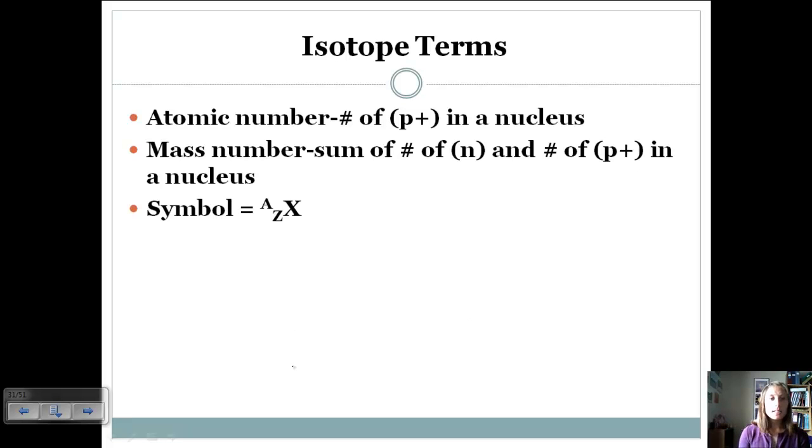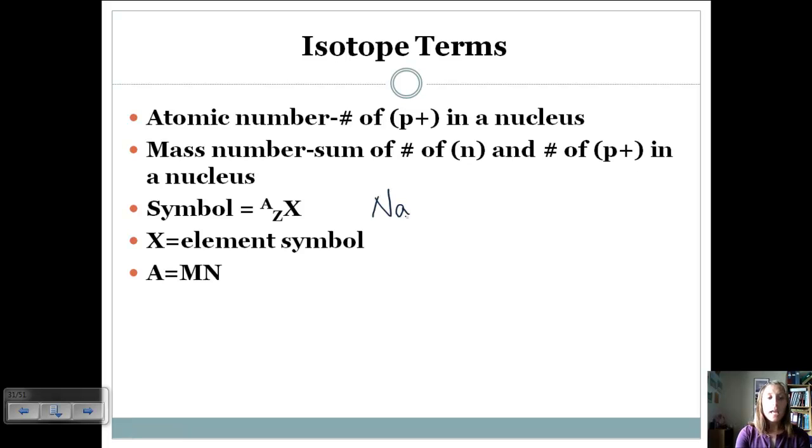Okay, so if we look at this symbol, this is the way that atoms are written a lot of times. X represents the element symbol, and so for sodium, we could have Na. A represents the mass number, so that's the number of protons and neutrons. In general, and we'll talk about where to find this on the periodic table, it's about 22. And then Z represents the atomic number, that's the number of protons. And we know for sodium, the number of protons is 11. Okay, so this is how we would use this symbol to write for sodium.